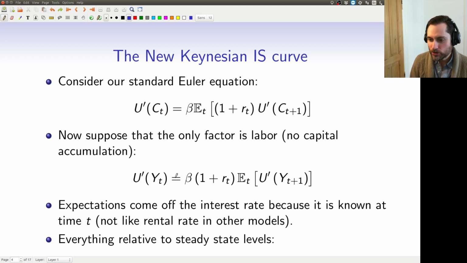All right, so we've made those two changes, and already you can see that this is looking very close to what we need to derive, which is a relationship between y_{t+1} and r_t. Okay.